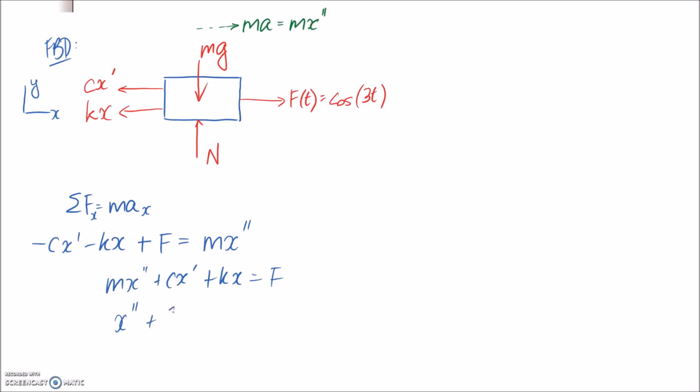So it'll become x double dot, dividing by m, get that, divide this one by m, we get that, and we also have to divide the right hand side by m as well. So that would be the standard form, or the general form of my differential equation. Now I can substitute some numbers and values in at this point.